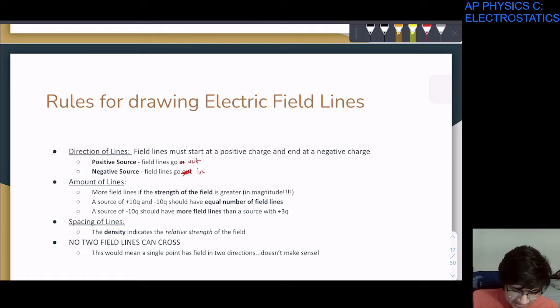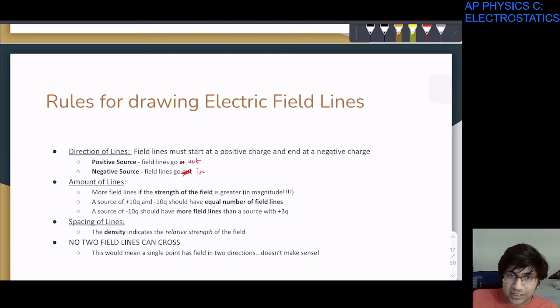Now for spacing, the density indicates a relative strength. So if there's a lot of lines that are close to each other, the electric field in that region is very strong.